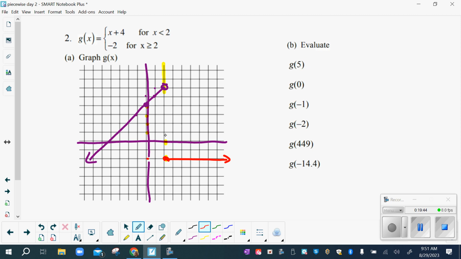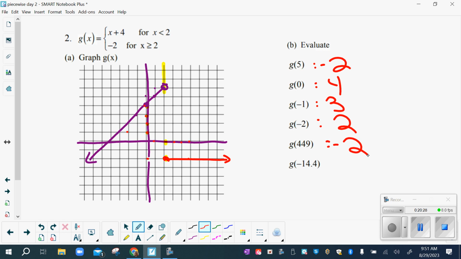Now, here's what. When we do 5, 1, 2, 3, 4, 5, we go down to this guy, -2. When we do 0, we go up this time. 1, 2, 3, 4. When we do -1, 1, 2, 3. When we do -2, 1, 2. I'm not counting out that much, but do I need to? What is everything going to be on that side? It's going to be -2. Beautiful.